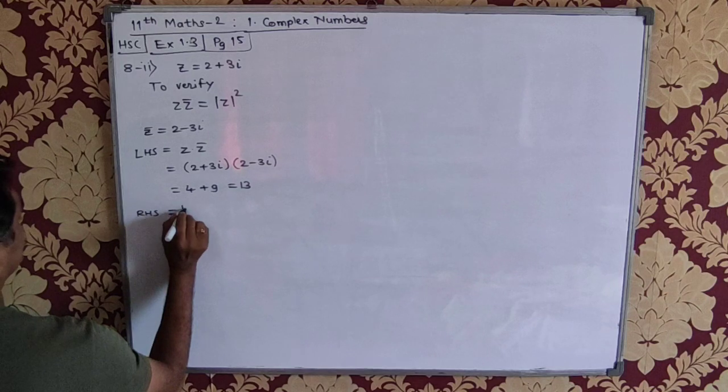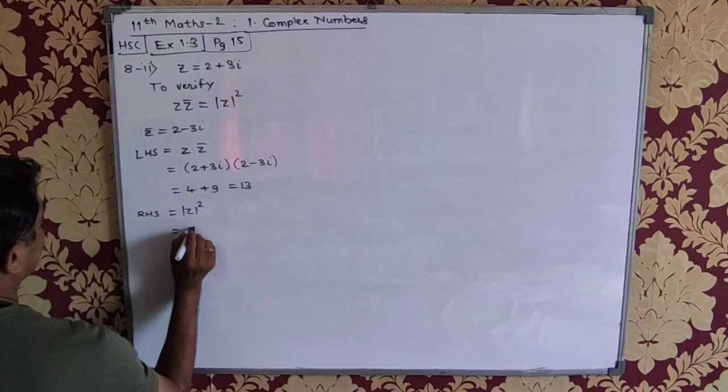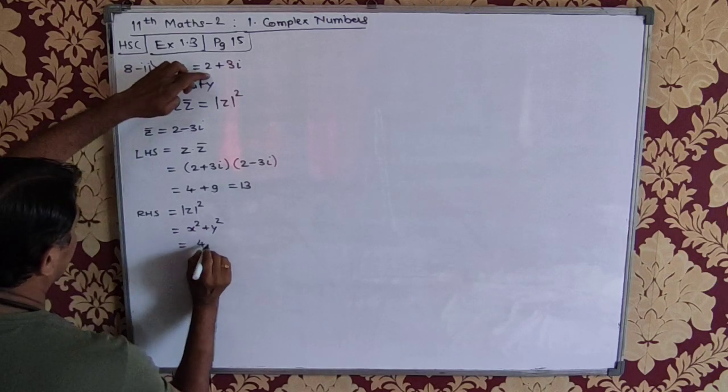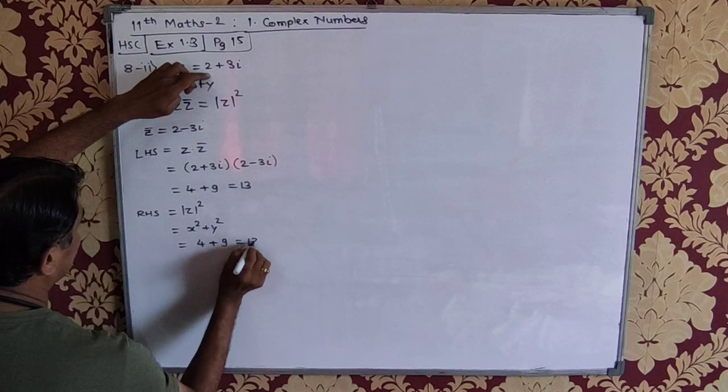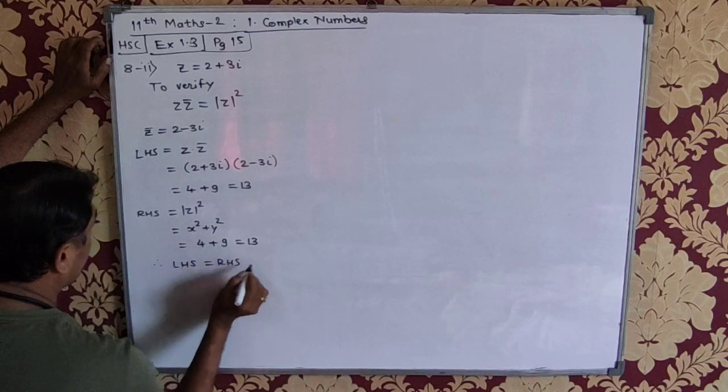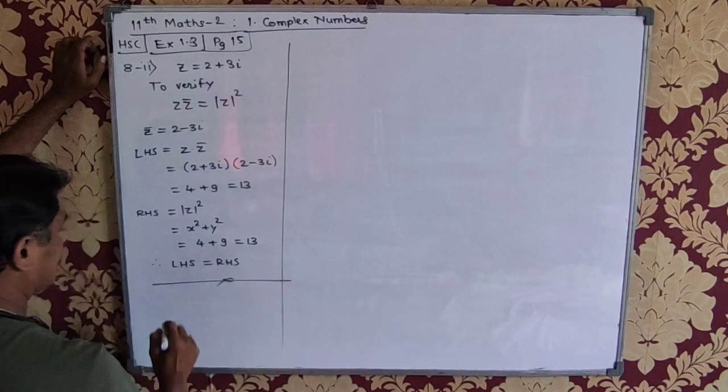RHS is mod of Z square. That is equal to x square plus y square. That is equal to 2 square plus 3 square. That is equal to 13. And therefore LHS is equal to RHS. Is this okay? Yes. That is very easy.